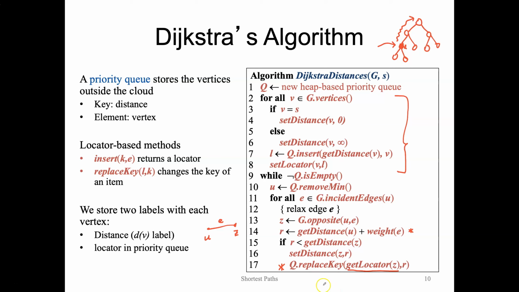Okay, so how efficient is this really? Well, we know we go through this for loop n times because this is once for each vertex. And then what do we do inside of that? Just setting or getting a distance label is constant time. Setting a locator, this is just another label. We can do that in constant time.